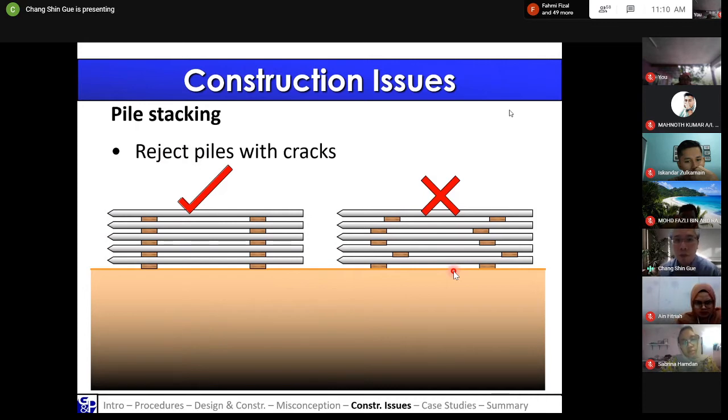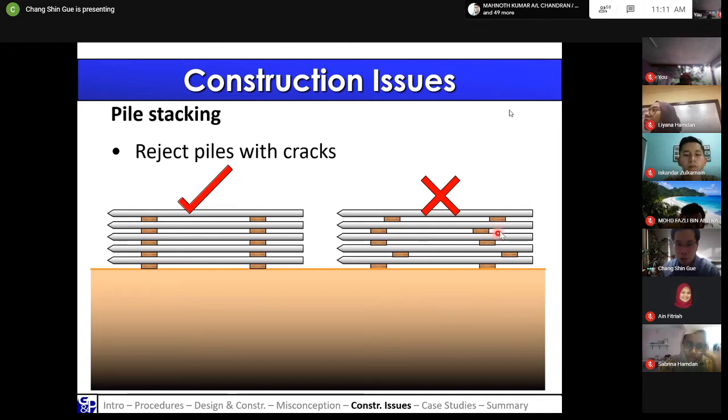Another very important issue is actually pile stacking. A lot of people have overlooked this issue and how important it is. Now, just to show you, on the left here, this is the right way of stacking the piles. On the right, this is not. The reason this is not is because piles are typically designed to take axial load, but they are not designed for bending. So if you stack it like this, with improper stacking, you may induce bending to your piles. When you have such bending, you may then crack your piles.